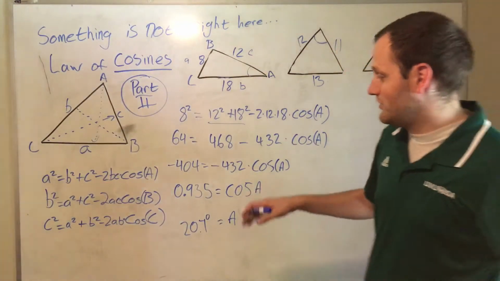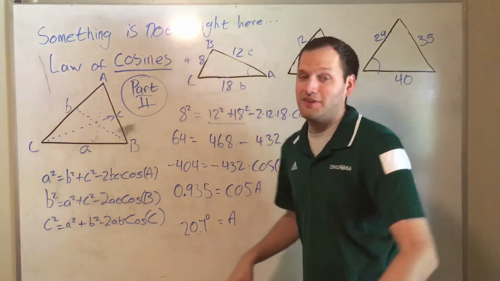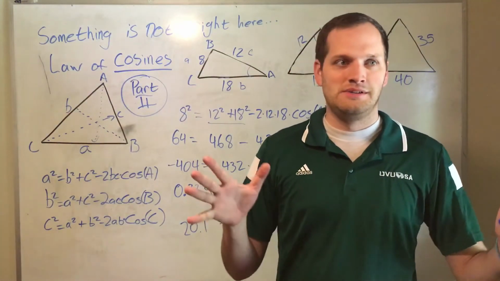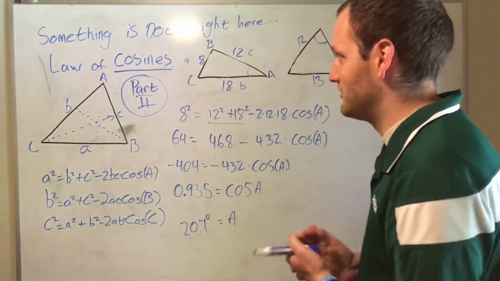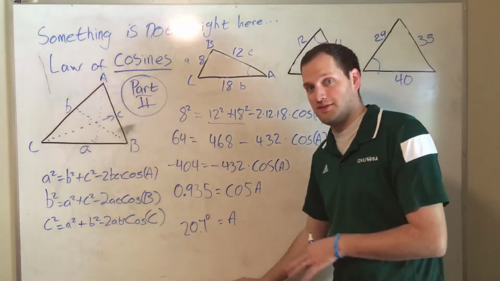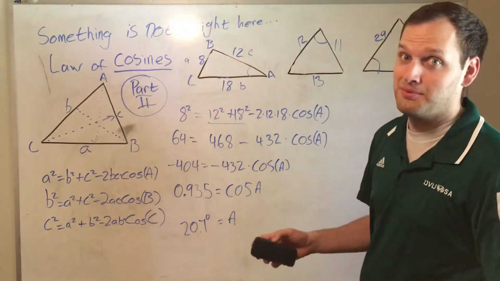If you didn't get 20.7, check and make sure that your calculator is in degrees and that it is not in radians. That is usually the most common issue that I see with calculators, is that you're in radians and not degrees. Okay, we are in degrees. I'm going to erase this. If you want it, just back up a little bit.